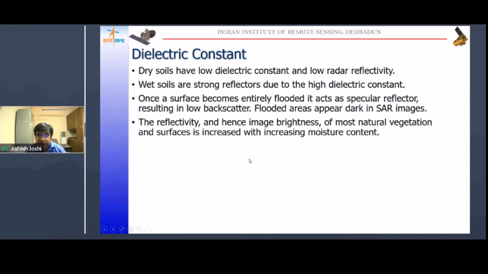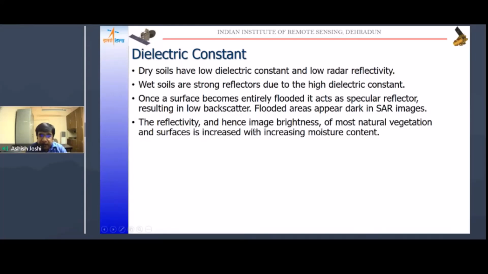So once a surface is flooded, meaning water is there, calm water acts as a specular reflector. Due to the specular reflection, we have low backscatter energy, so it will appear dark in the SAR images. Dry soil will appear as moderate backscatter. Wet soil has high backscatter, and the surfaces which are flooded have very low backscatter.